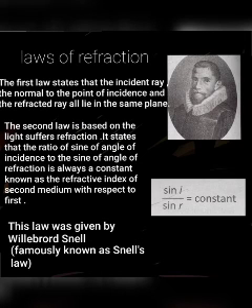Laws of refraction. The first law states that the incident ray, the normal to the point of incidence, and the refracted ray all lie in the same plane. The second law is based on the pair of media through which light suffers refraction. It states that the ratio of sine of angle of incidence to the sine of angle of refraction is always a constant, known as the refractive index of the second medium with respect to the first: sin i / sin r = constant. This law was given by Willebrord Snell, famously known as Snell's law.